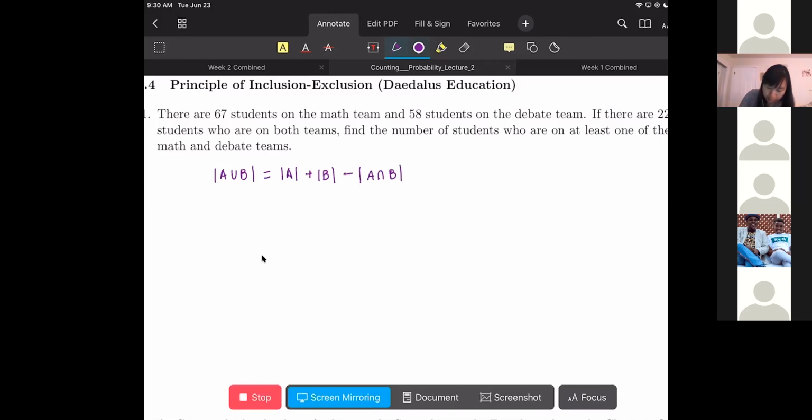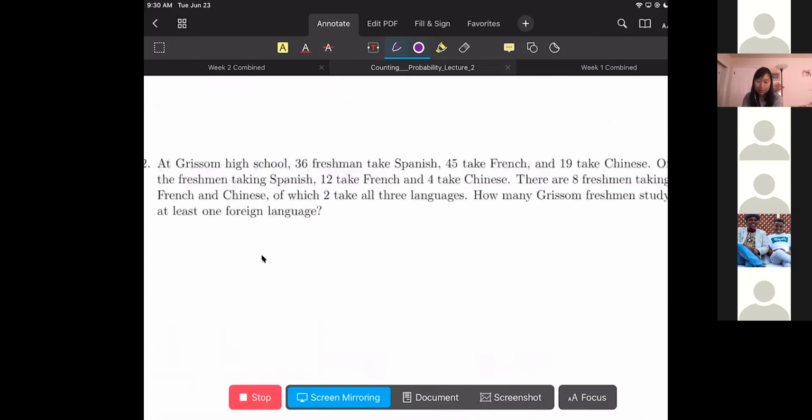So if we apply that here, the number of students on math or debate equals the number of students on math plus the number of students on debate minus the number of students on both. And this gives us 103. Cool. Pretty straightforward. Let's do another example where there's a bit more sets here.